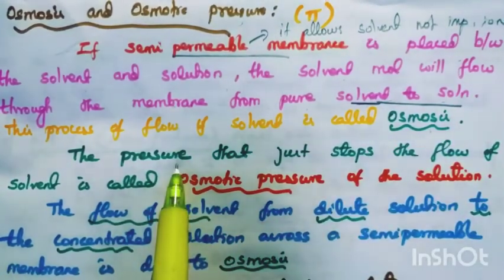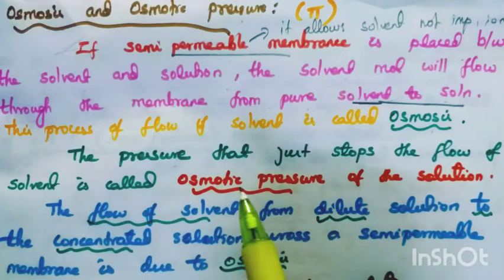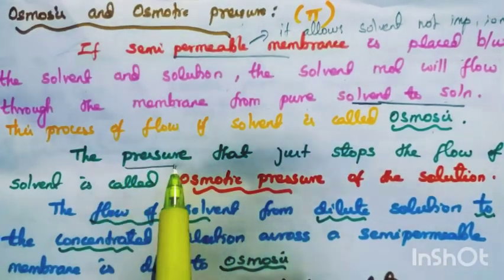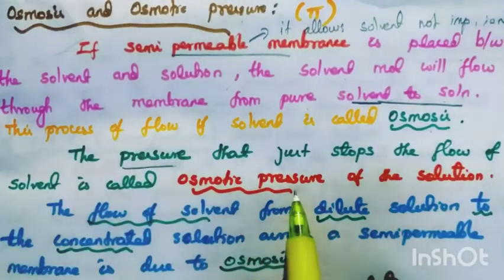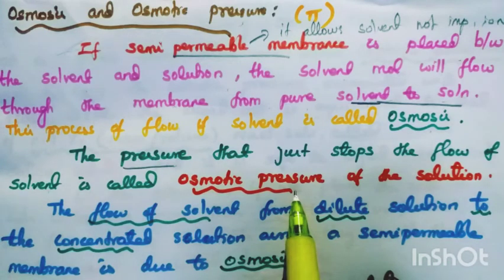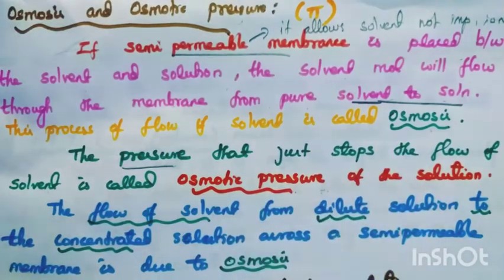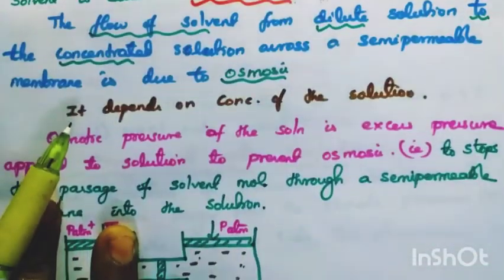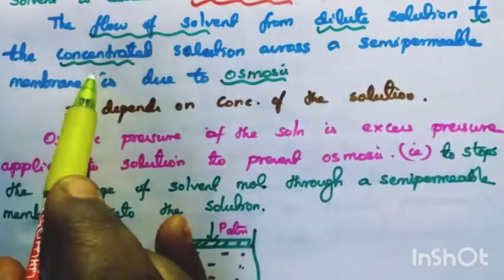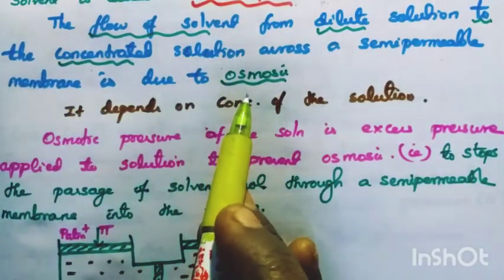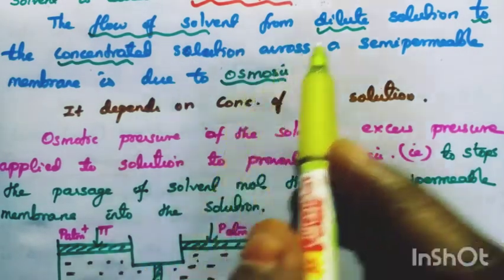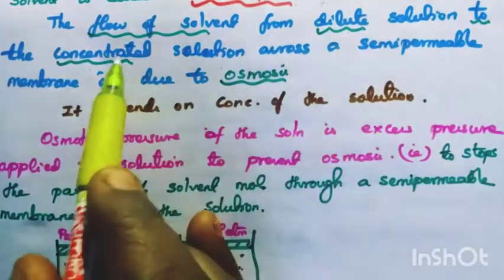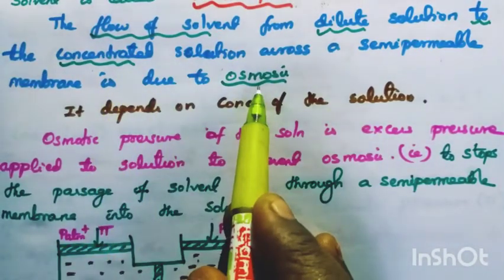That means if you want to stop the movement of the solvent to the solution, you have to apply pressure. That pressure, which just stops the flow of the solvent, is called osmotic pressure. The flow of solvent is from dilute solution to concentrated solution. There NaCl or sugar is added on the solution side, so the concentration is more there. So the flow of the solvent is always from dilute solution to concentrated solution. That is called osmosis.